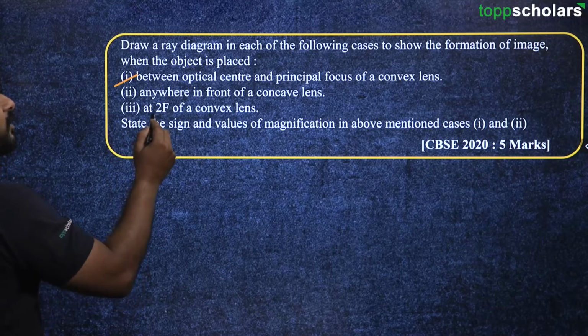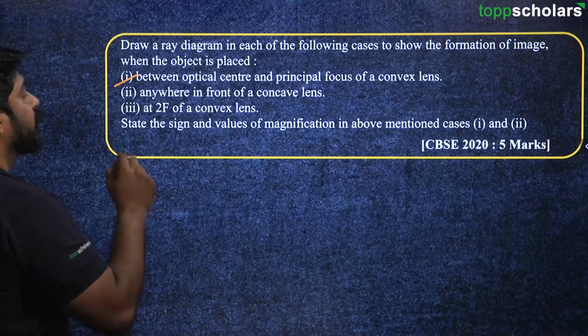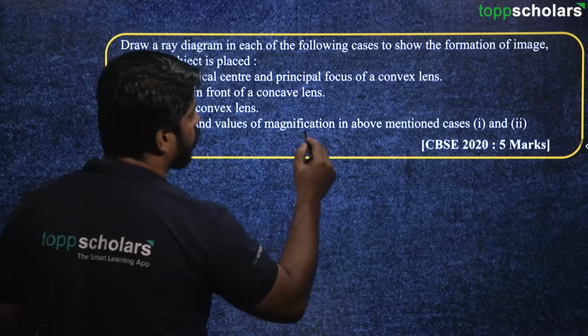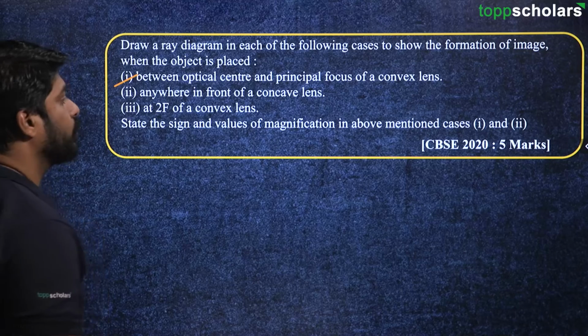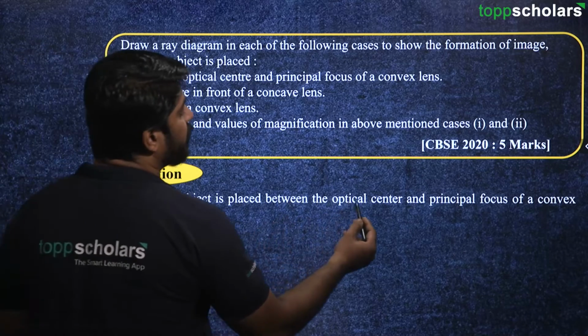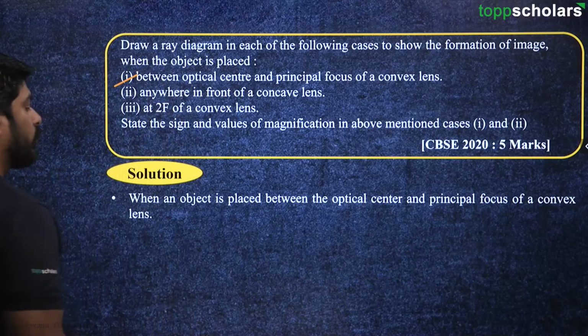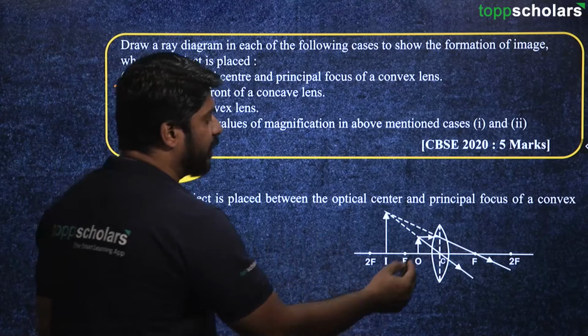Then third is at 2f of a convex lens. State the sign and values of magnification in above mentioned cases, that is 1 and 2. Okay. So here, when an object is placed between the optical center and the principal focus of a convex lens, first case, this is going to be the ray diagram, isn't it?